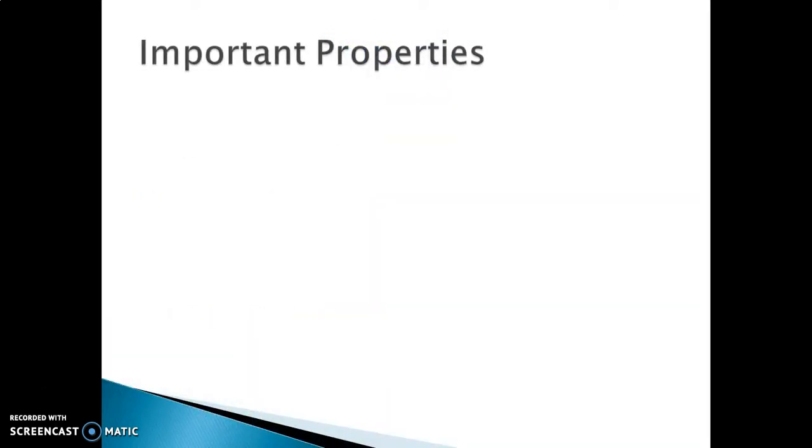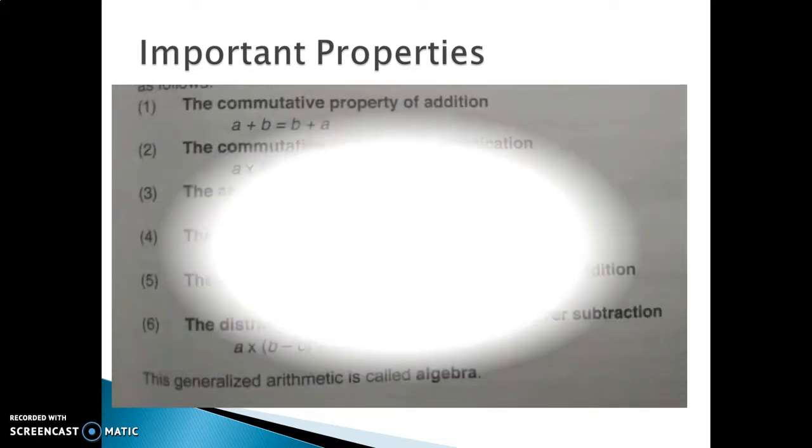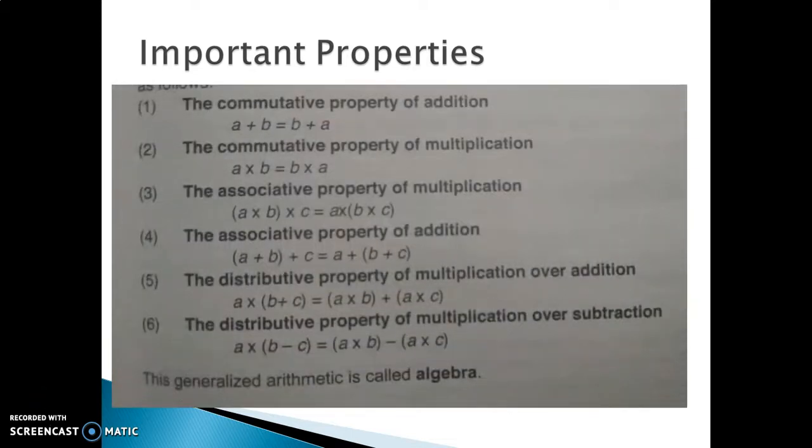Before we begin, I would like you to pause the video and revise the properties which we studied last time. These are the six properties which are very important, and they will help us to solve question number 2 and question number 3 of exercise 8.1. Moving on to the exercise.